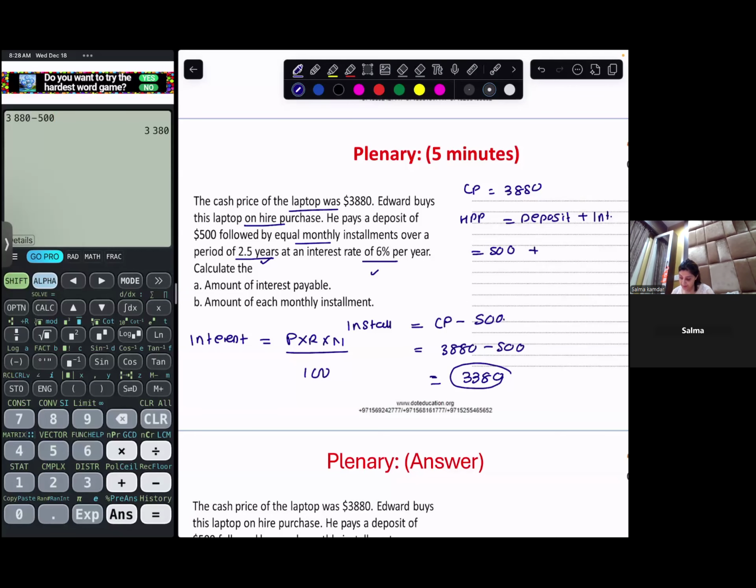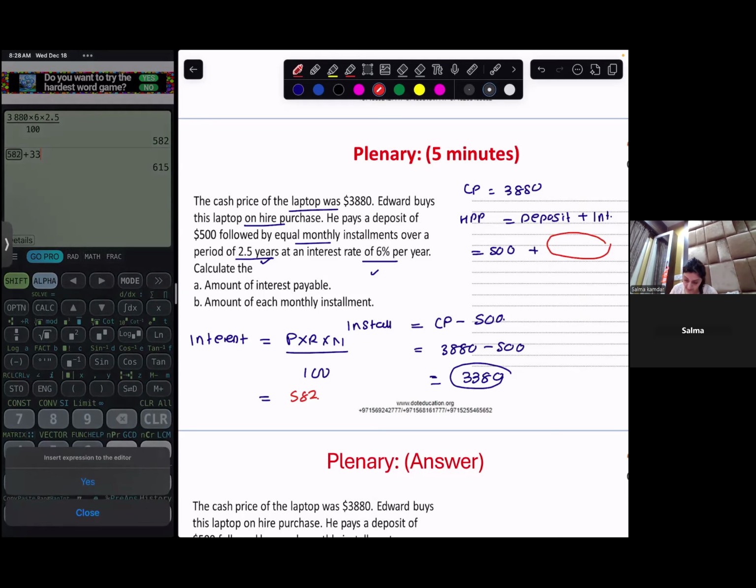So my interest would be, principal amount is 3880, rate of interest is 6, and the number of years is 2.5, divided by 100. So the interest amount is 582. So the deposit plus interest would come up. Interest is 582 and the remaining amount is 3380. Now, 3380, yeah. Just a minute. The interest amount would be wrong over here.